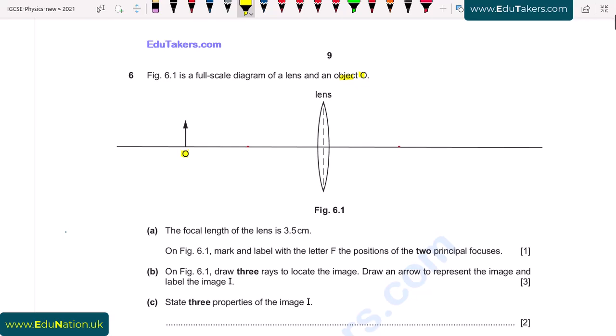Part A. The focal length of the lens is 3.5 cm. On figure 6.1, mark and label with letter F the positions of the two principal focuses. So on figure 6.1 we have to mention the positions of principal focus, and focal length is given, that is 3.5 cm. First of all we have to know what focal length is. Focal length is the distance from the center of the lens to the principal focus. So here focal length is given, which is 3.5 cm. Using this focal length we can easily find the location of principal focus.